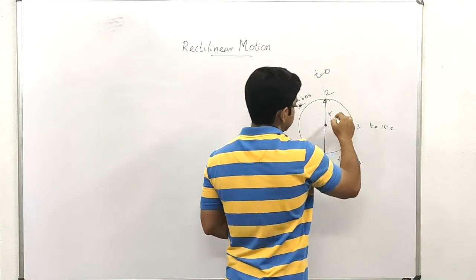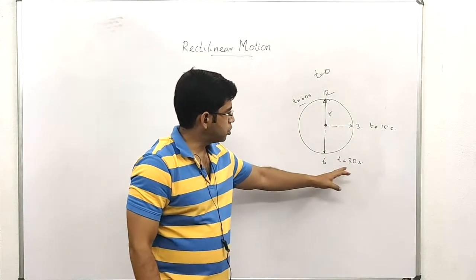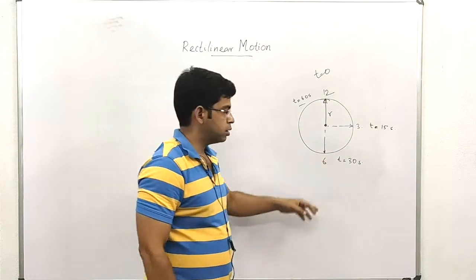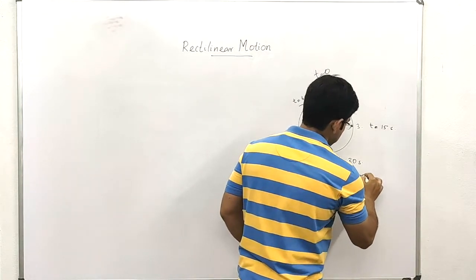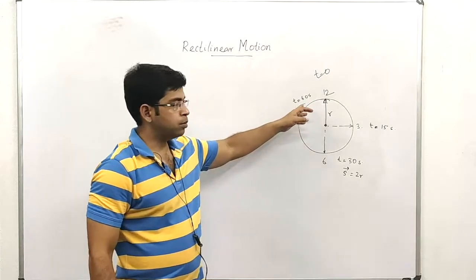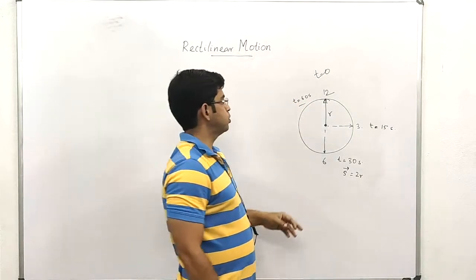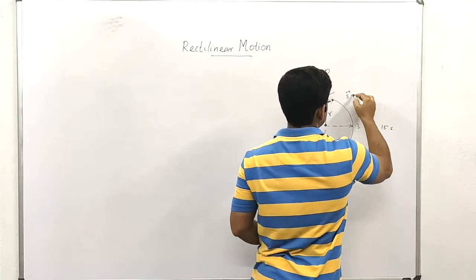If the length of the seconds hand is r, then at t equals to 30 second, the displacement will be simply 2r. And at time 60 second, the displacement will be simply 0.